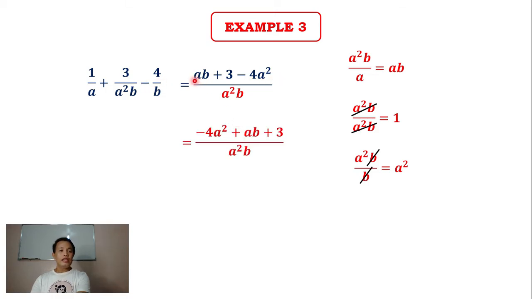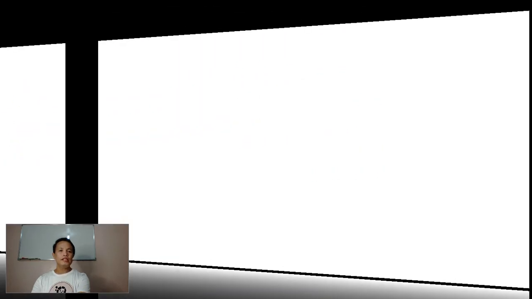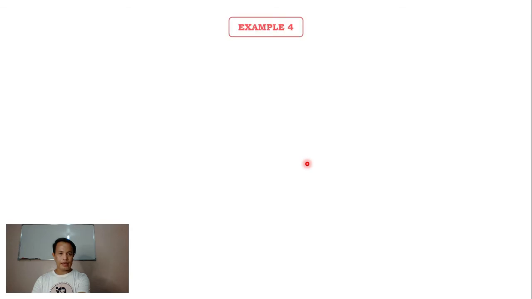Now, since the numerator in this fraction is not factorable anymore, there are no common factors already. So what shall we do? We can consider this one as our final answer, or we can arrange this one as negative 4a squared plus ab plus 3 over a squared b. So this is our final answer, or this answer is acceptable. So proceed to example number 4, our last example.